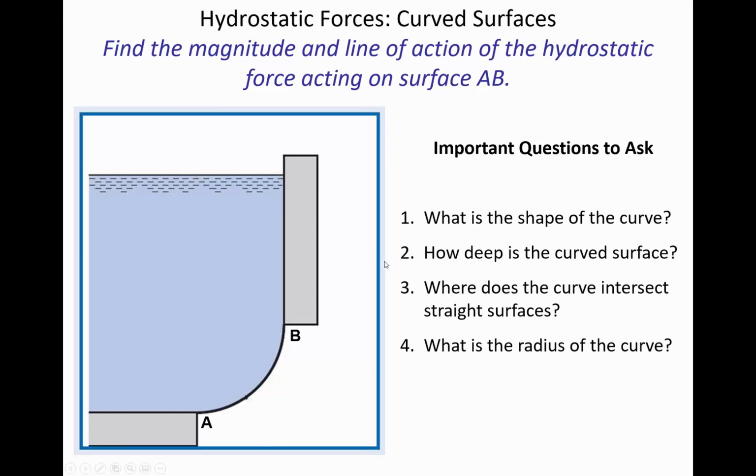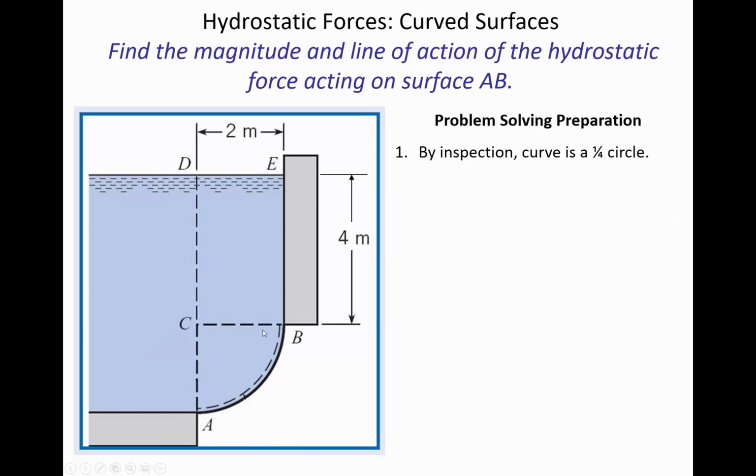We may need to find out what are the depth dimensions, because the deeper we go, the higher the pressure will be on that surface. Also, where does the curve intersect the straight surfaces? And so we're going to want to know not only how deep is it to the curve itself, but then what are the dimensions of the segments above it. And the radius of the curve, that if this is a quarter circle, then we'd want to know how far is the radius of curvature there. So now you can see in this sketch, some of those answers are being addressed in the dimensioning.